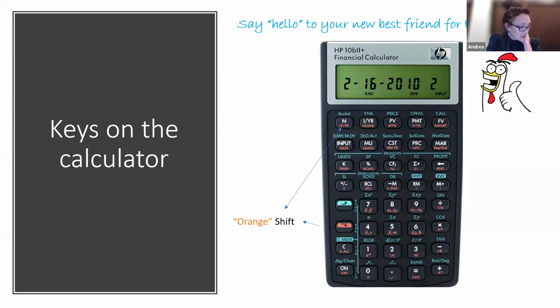So let's look at the different keys that you are going to be utilizing. I'm going to go over what all of these keys mean, but for tonight, we're going to be primarily using this first row here. The N represents the number of periods. The I/R is going to be your interest. PV stands for present value. PMT is payment, and FV is future value.